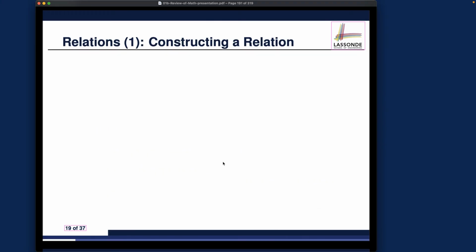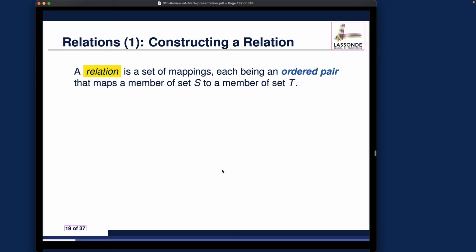Let's now talk about how we can construct a relation. So what's really a relation? A relation is a very general concept that can be used to really specify a computer system, as we will see throughout the course. So a relation, intuitively, is simply a set of mappings, right?